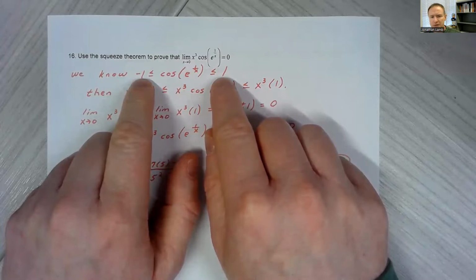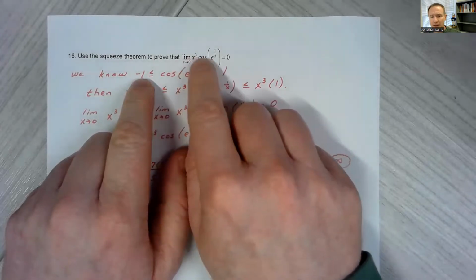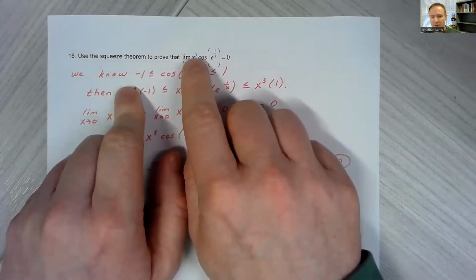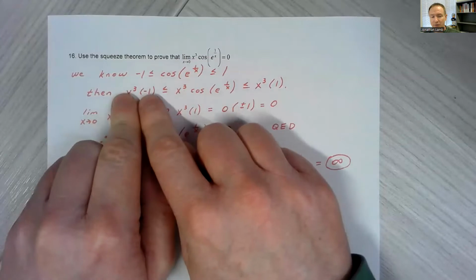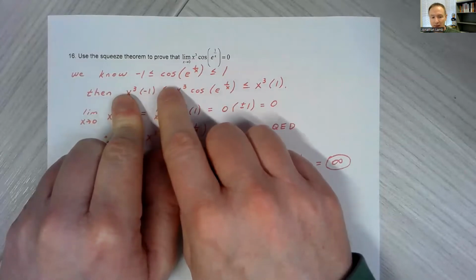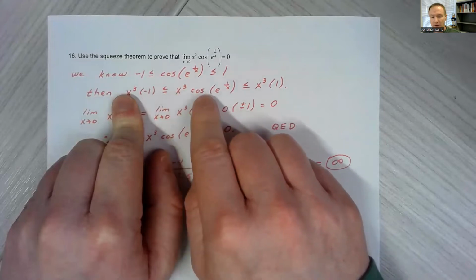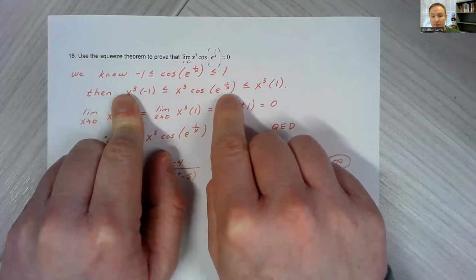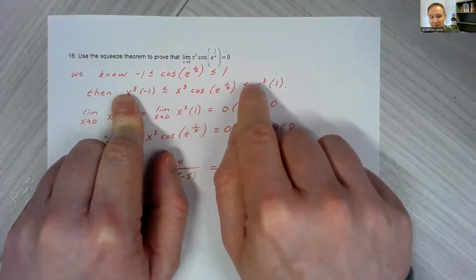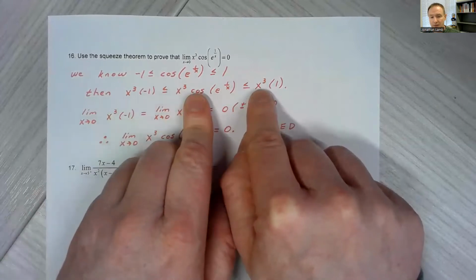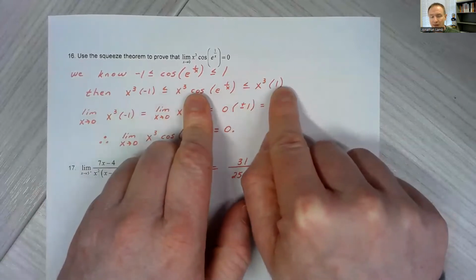Your small function is always going to be when you replace the cosine with the smallest it can be. So I can say, well, it's x cubed times -1 forms my small function, and we're guaranteed that that's going to be less than or equal to x cubed times the cosine of our angle e to the 1 over x, which is in turn less than or equal to x cubed times the largest the cosine could ever be, which is 1.